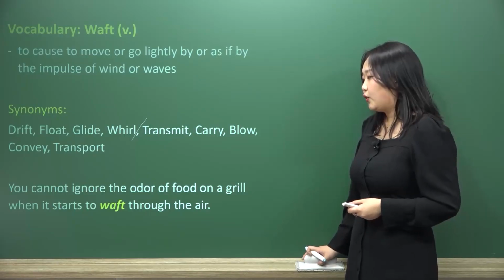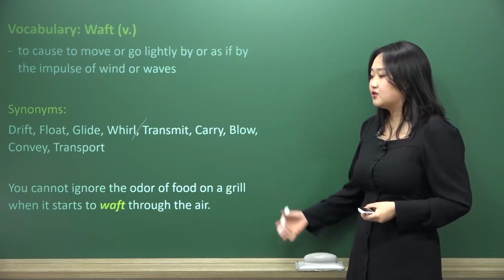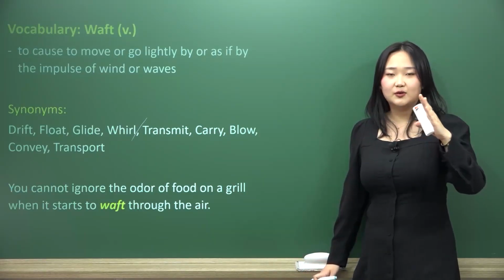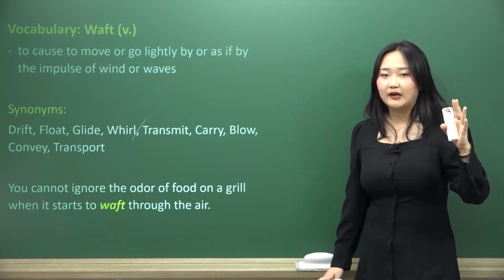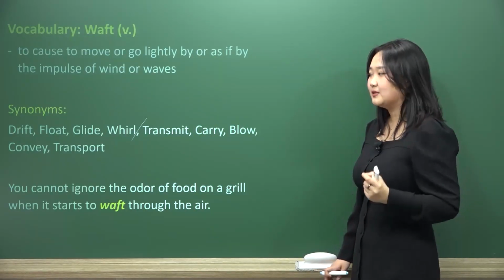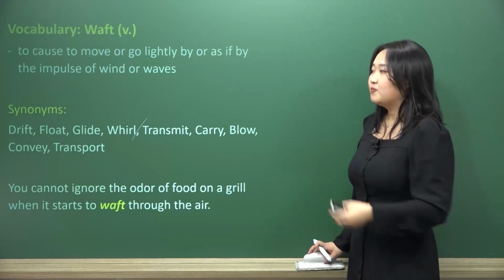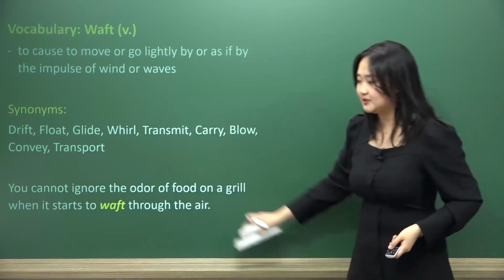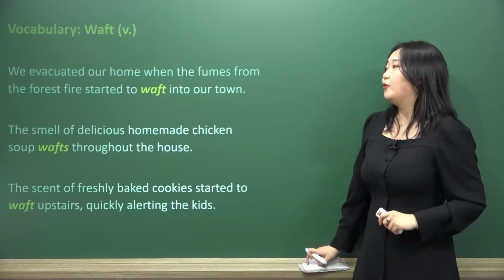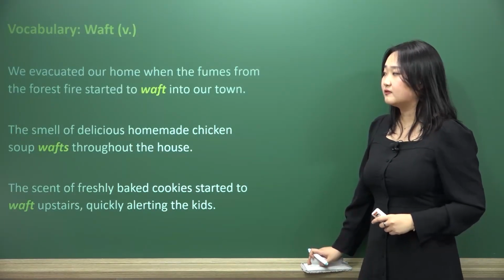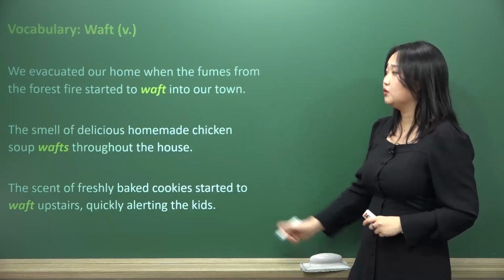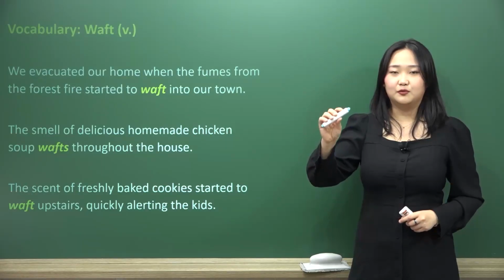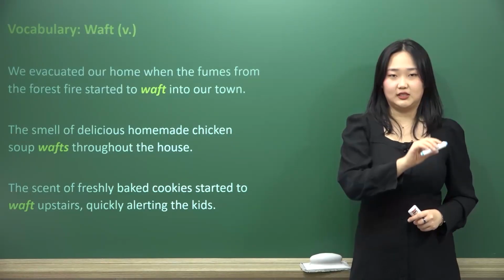You cannot ignore the odor of food on a grill when it starts to waft through the air, meaning it is moving very slowly, incrementally, by the wind in a very light manner across the atmosphere and into the house. That is a very specific movement, I know, but there's a reason why there's this very specific word for it as well. We evacuated our home when the fumes from the forest fire began to waft into our town. Again, incrementally moving in the air, and then reaching its destination.